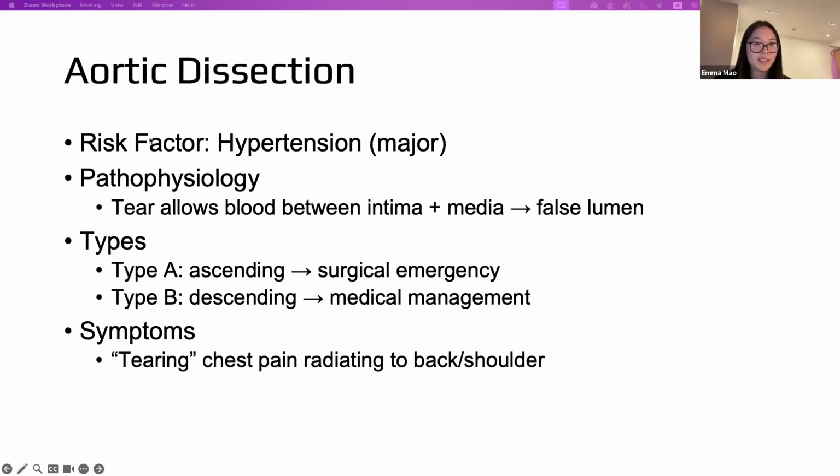Okay, aortic dissection. Risk factors include hypertension. So aortic dissection probably should have included a picture, but it's just the tear in the lining and then blood goes through the intima and media, creating a false lumen. So we have type A in the ascending aorta, which is a surgical emergency, and then in the descending aorta, it's okay. This can be managed medically. And the symptoms is a tearing chest pain radiating to the back, or shoulder, and that's often in the question stem.